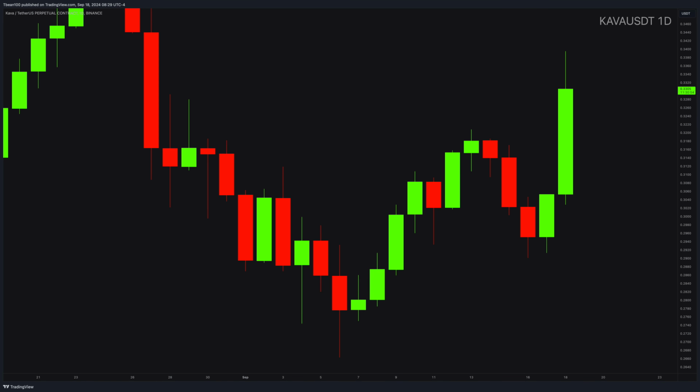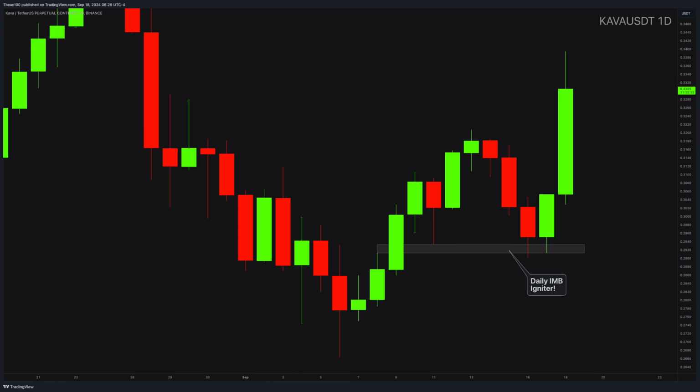Let's talk about this beautiful Kava setup to enhance your trading skills. This is a very nice example of how to use all smart money concepts with our best indicator. Let's do the top-down analysis first. For this coin, I will start analyzing from the daily chart because in the weekly there was nothing exciting. But the daily was a masterpiece.